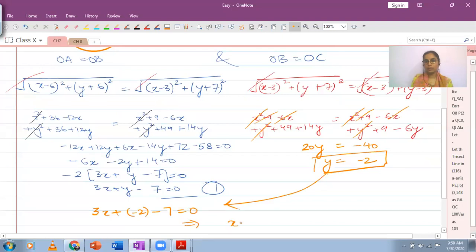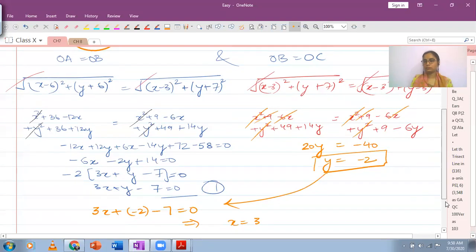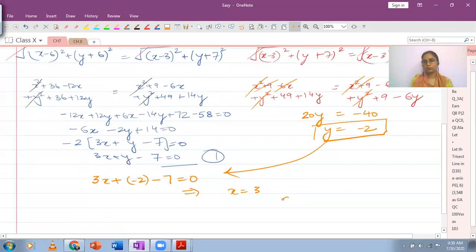So from here, x comes out to be 3. So center is 3 comma minus 2. Anyone with any questions?